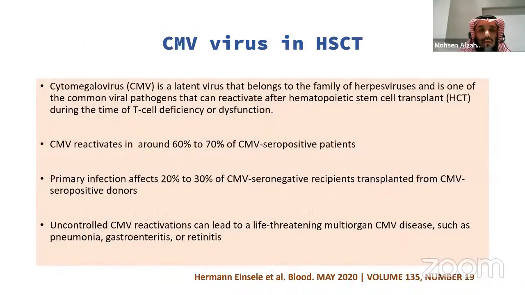CMV virus and hematopoietic stem cell transplant. CMV is a latent virus that belongs to the herpes virus group. It may reactivate in around 60 to 70% of CMV seropositive patients post-hematopoietic stem cell transplant. Primary infection may also happen in 20 to 30% of CMV seronegative recipients transplanted from CMV seropositive donors. Uncontrolled CMV reactivation can lead to life-threatening multi-organ CMV disease, such as pneumonitis, gastroenteritis, retinitis, and hepatitis.